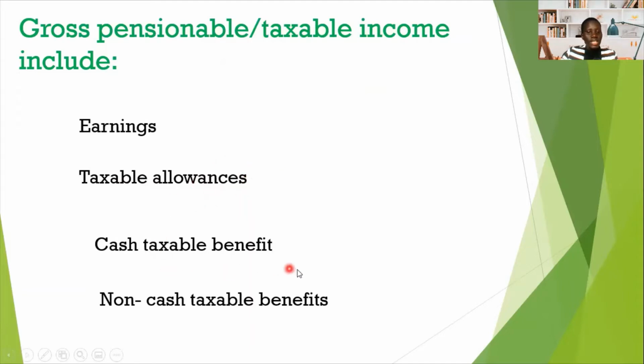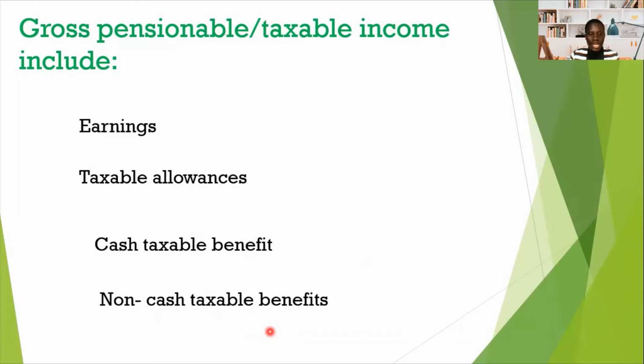And then we have cash taxable benefits, like where I work now, right? When you make sales, you get some cash benefit, stuff like that. Some of these cash benefits are taxable. They will be included in your gross pensionable income or taxable income. So cash taxable benefits are part of it, and non-cash taxable benefits too.